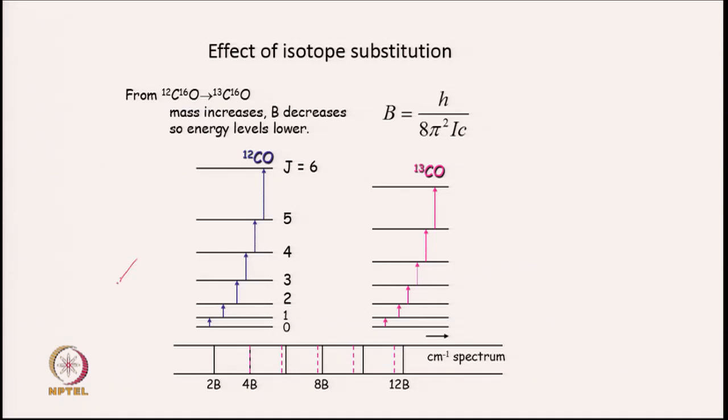So, this is your rotational energy level of 12CO, and this is your rotational energy level of 13CO, and you can see that here the energy difference is greater and here the energy difference is small. And so, the peak or spectra of this isotope 13CO will come at a smaller B value. So, you can see the shift is towards the left hand side.